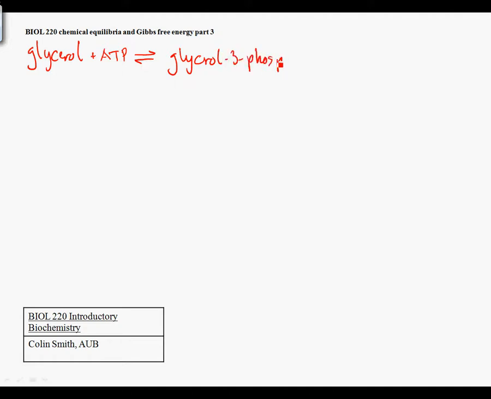This would be catalyzed by a kinase, and the product would be glycerol 3-phosphate plus adenosine diphosphate. So let me draw out what we're looking at. Imagine we have glycerol and ATP, and ATP then phosphorylates this, so we end up with this molecule. That's a phosphate, so we have glycerol 3-phosphate. That would be the product.